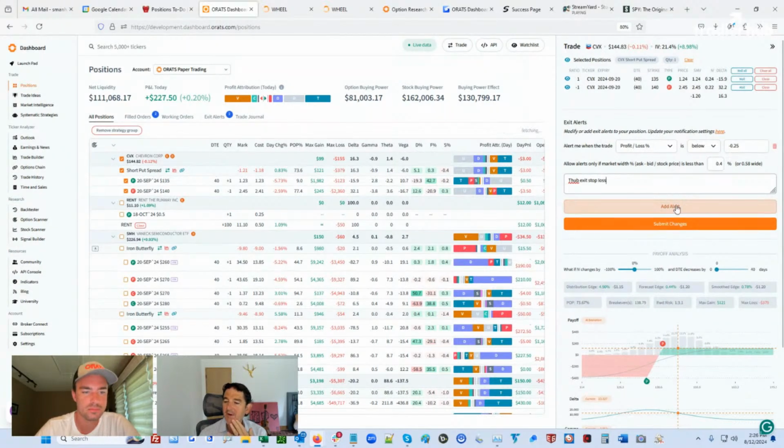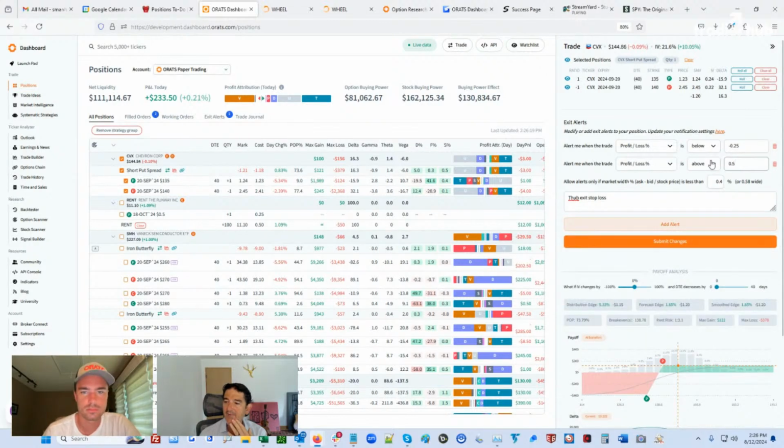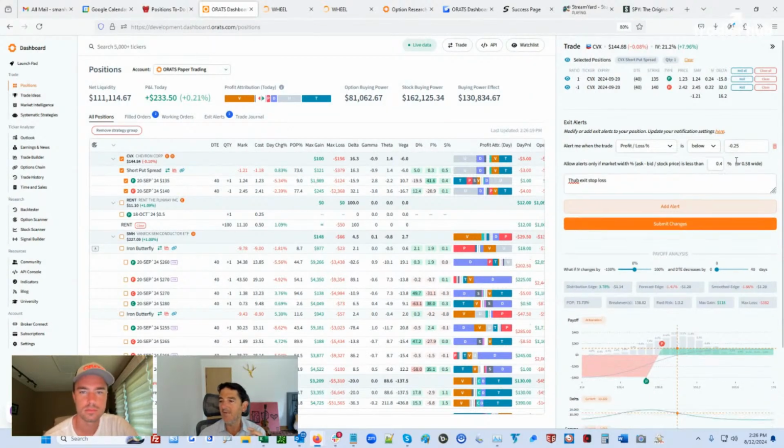Again, the way that we did it, we just said add alert, and it was a trade alert, and we set the profit loss below. And this would be a profit loss if we made 50%. And then I made the market a little bit wider, because sometimes if it moves off of that, right now we're looking at a market width under standard situations, but if it gets wider, you're able to set that.